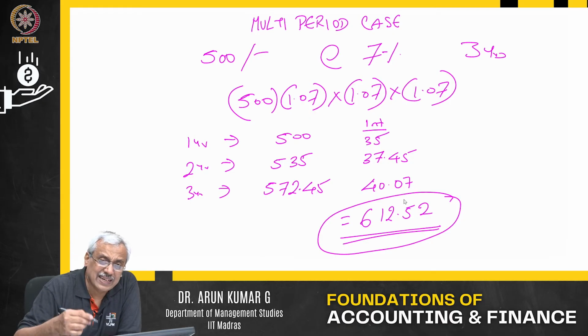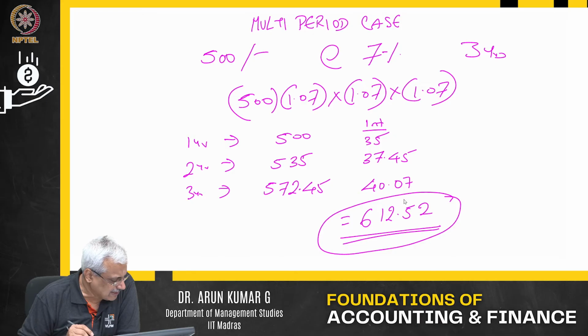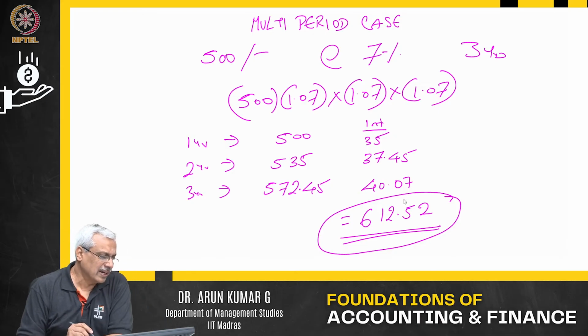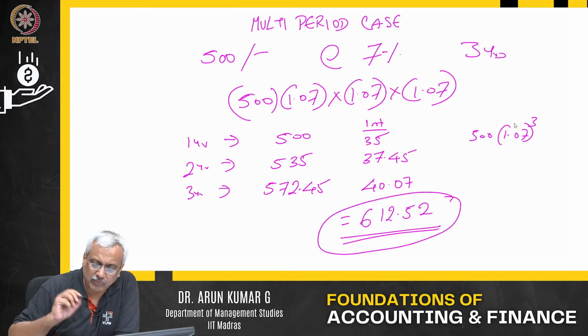So what is happening? It is getting compounded in the process. Is there a formula for that? Well, yes, there is. We can use a simple formula in that particular case. All that I have to do is 500 into 1.07 cubed, for 3 years. That's it.